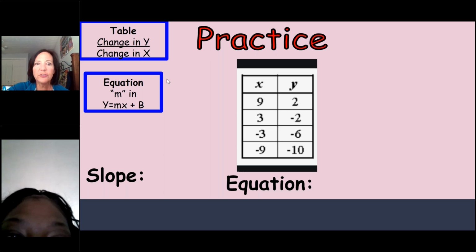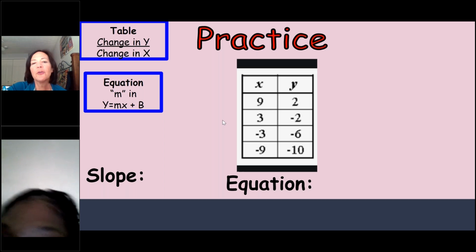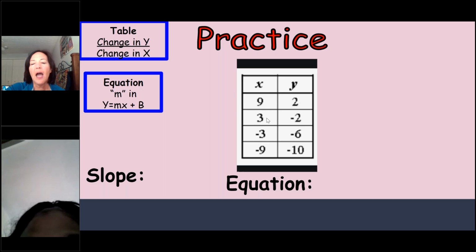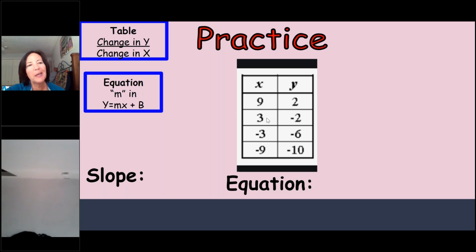Okay. So let's try this one. So now we need to find the slope from this table. And I'm going to tell you, this was the hardest, weirdest table I could possibly find. Because my thought was, if you could do this one, most of your problems working from a table are going to be pretty easy. But that's okay. You can do it. I have total faith in you. So our notes are right up here.